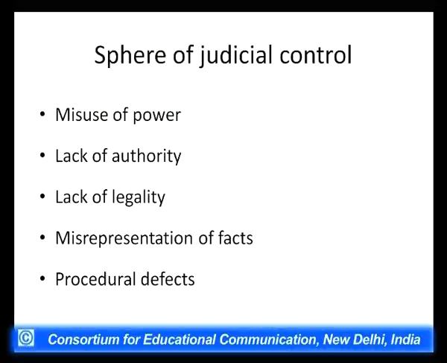Second is lack of authority. If somebody is acting without authority, he doesn't have the authority to do that. Say, for example, a traffic police inspector simply taking away your vehicle, which he has no authority to do, or a police constable simply knocking at your door at 12 in the night without warrant, then this is lack of authority. If any governmental agency exceeds the authority or doesn't have the authority, then one can appeal in the court against that very authority.